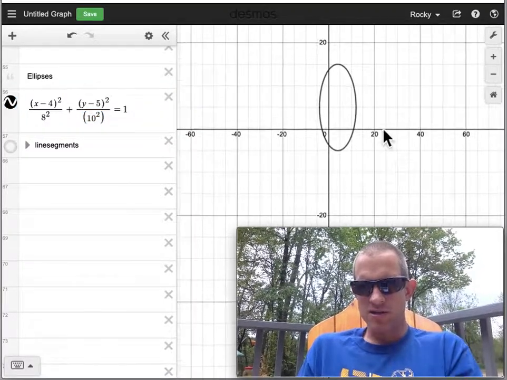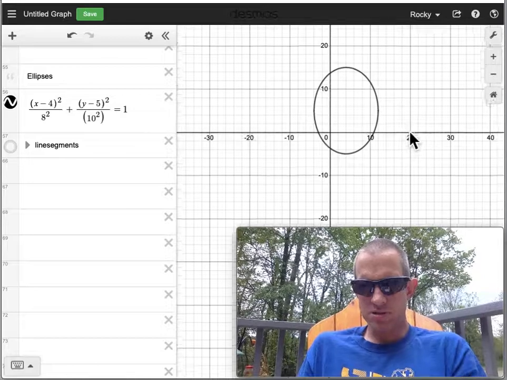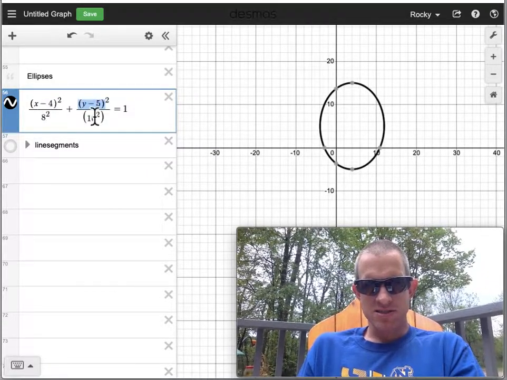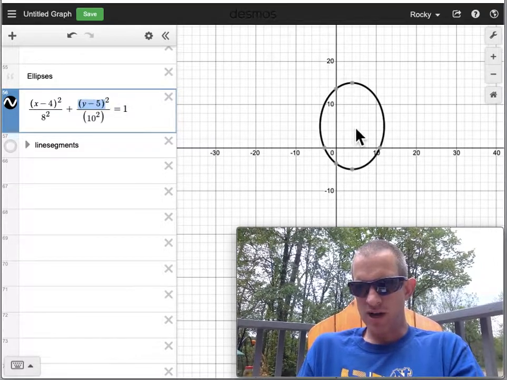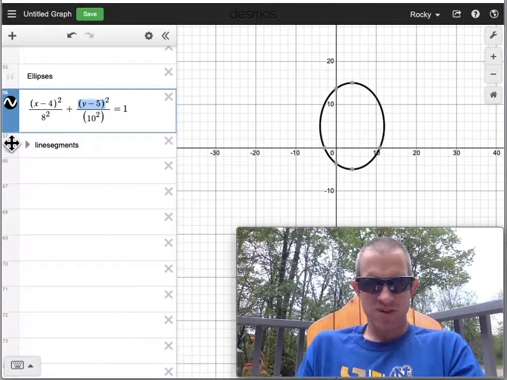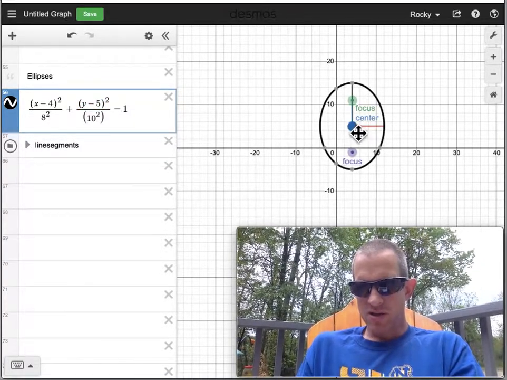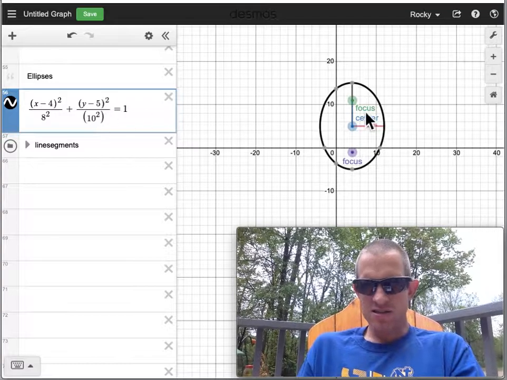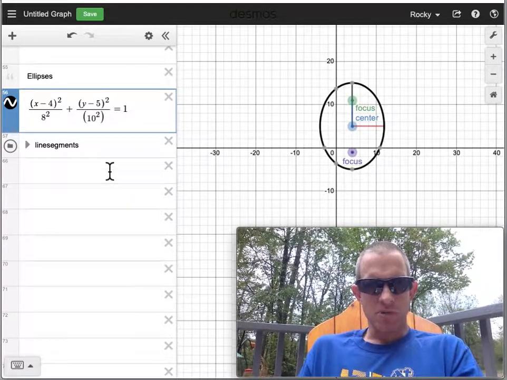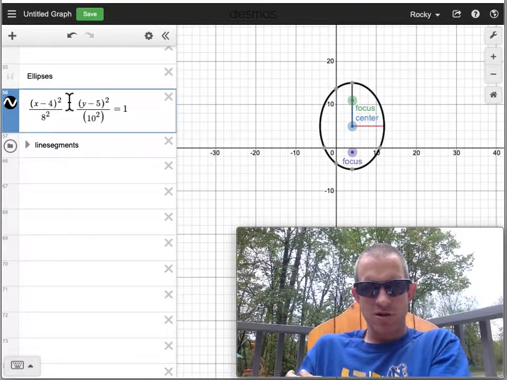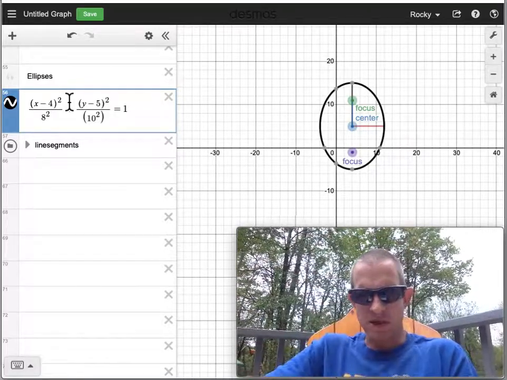Here is a picture of this particular ellipse. To find the center, you would see what makes this a 0 and what makes this a 0. So 4 makes that a 0, and 5 makes that a 0, and so (4, 5) is the center. The 8 that's underneath here is the horizontal radius. In fact, I think I can show those. Yeah, here we go. The 8 is this length here, and the 10 is the vertical radius. That's here. All the conic sections had focus points, and to find them with the ellipse, they're always going to be on the longer axis, which in this case is up and down.